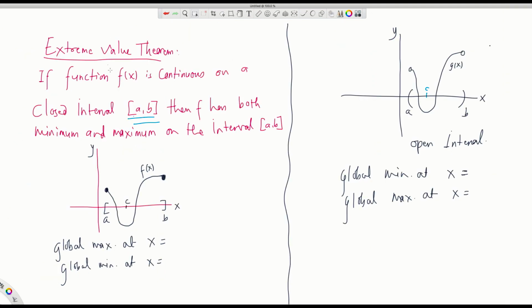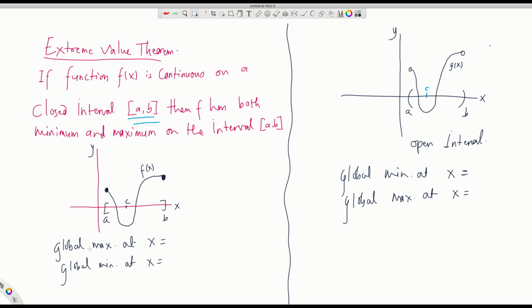Okay, let us briefly talk about the extreme value theorem. What it says is, if a function f(x) is continuous on a closed interval [a, b], then f has both a minimum and a maximum on that interval. Meaning, if a function does not have any break, and the interval contains the boundary, that is the closed interval, then it has both a maximum and a minimum on that interval, right?